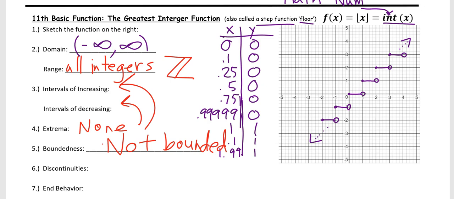Discontinuities. Do you have to pick up your pencil as you draw this? A bunch of times, don't you? Yes. All the integers, right? Every single integer is a point of discontinuity.